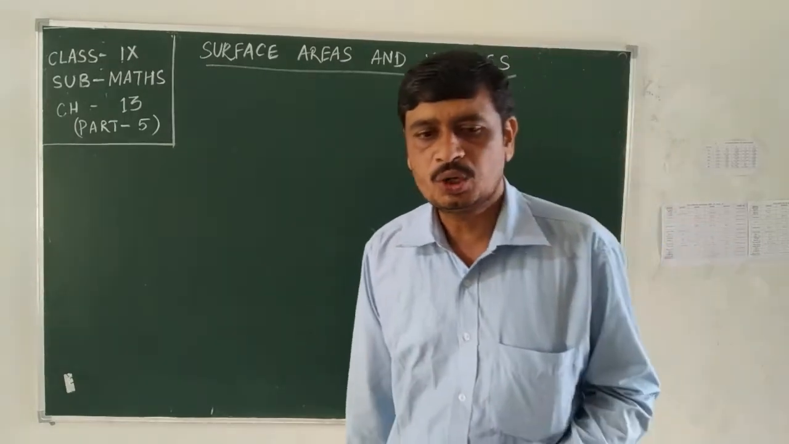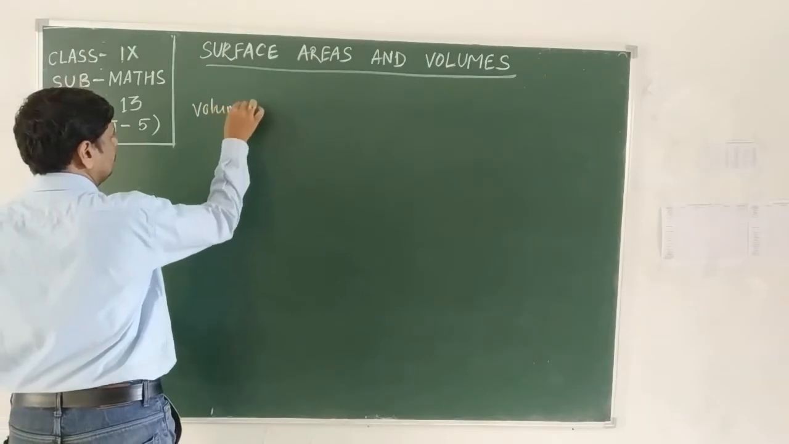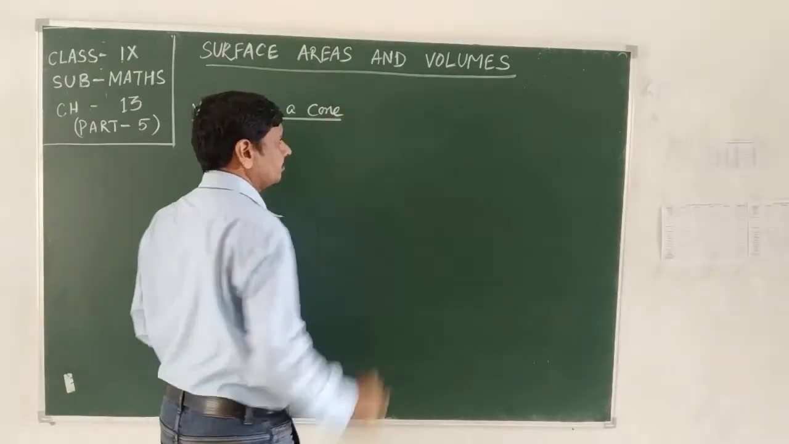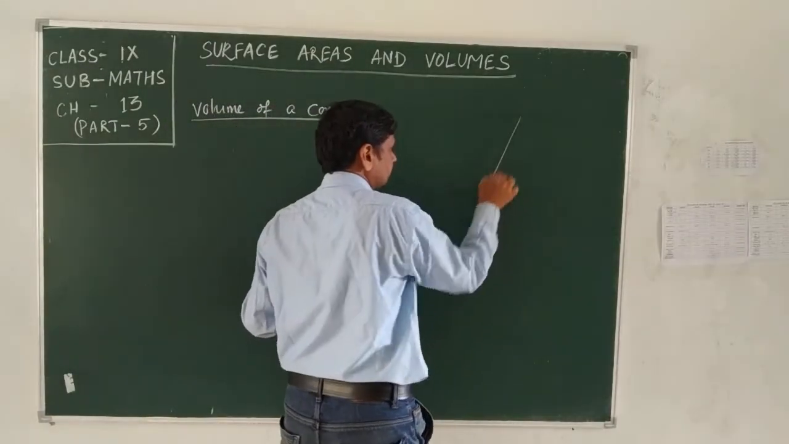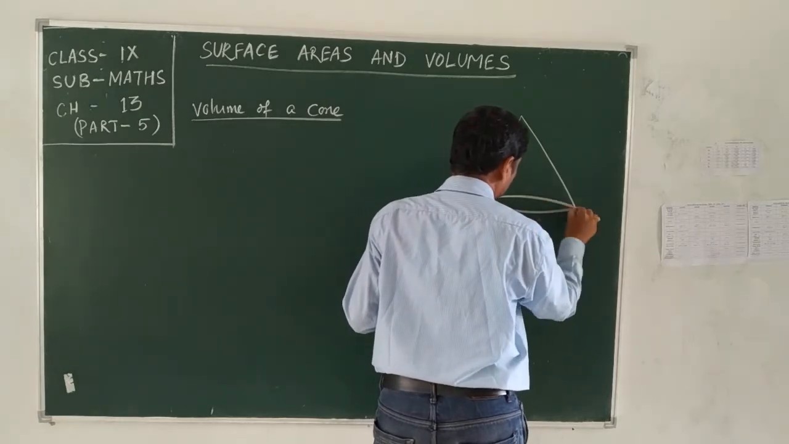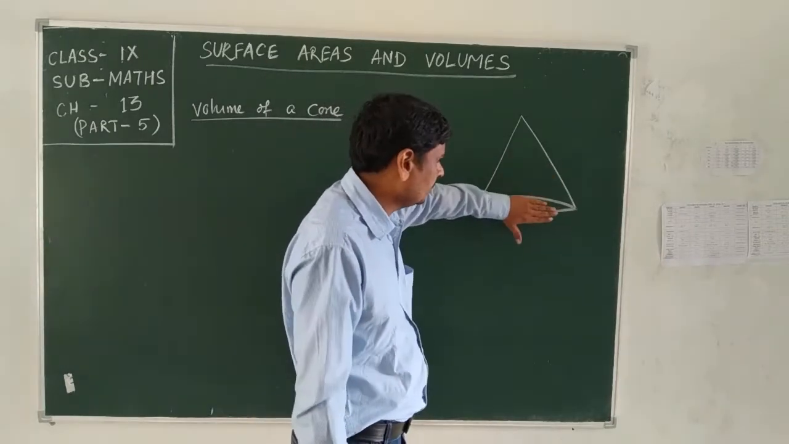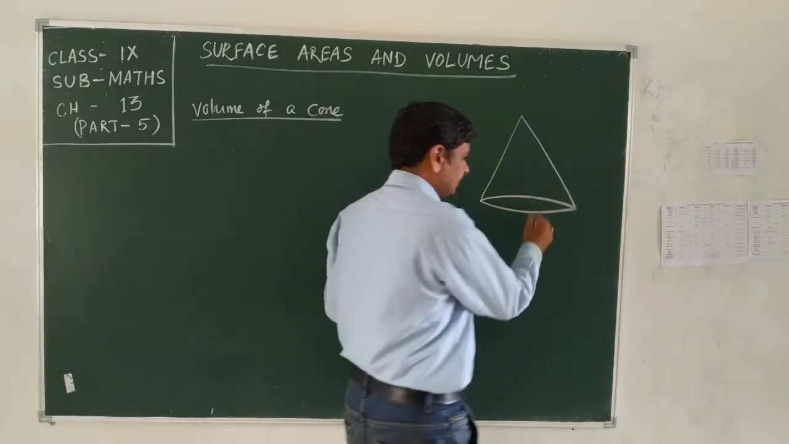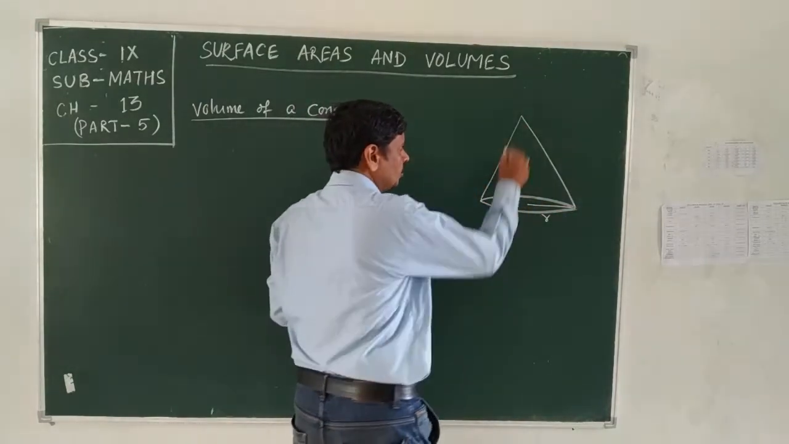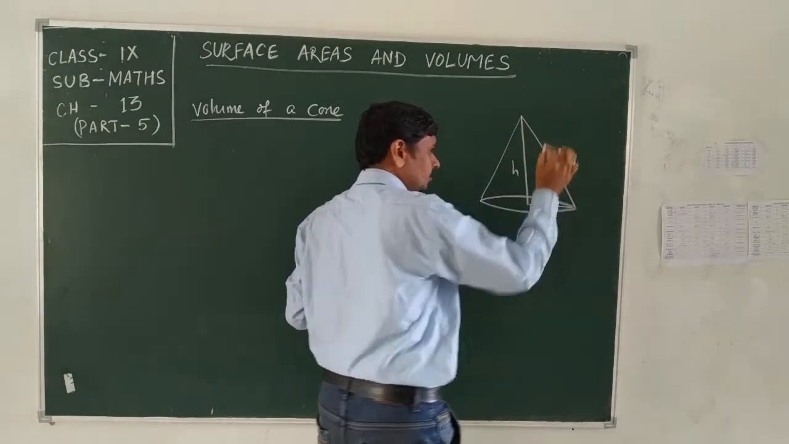First, discuss about the cone. Volume of a cone. Here, it is a figure of cone having the base with the radius r and the height of the cone, that is denoted by h. It is the vertical height of the cone.